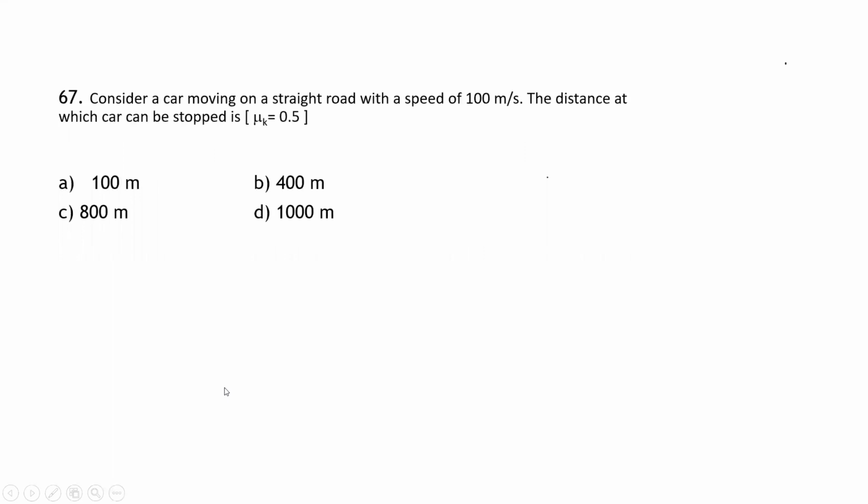Next question. Consider a car moving on a straight road with a speed of 100 meter per second. So the speed of the car is given, that is 100 meter per second. The distance at which the car can be stopped is, mu k is equal to 0.5. The coefficient of kinetic friction is given and the speed is given. We need to calculate the distance here.